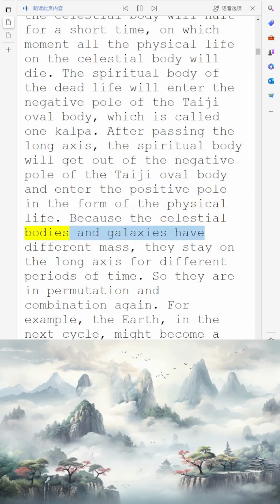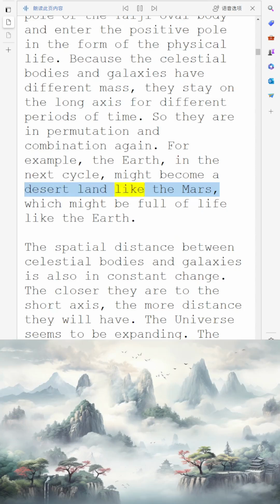Because the celestial bodies and galaxies have different mass, they stay on the long axis for different periods of time. So they are in permutation and combination again. For example, the Earth, in the next cycle, might become a desert land like Mars, which might be full of life like the Earth.